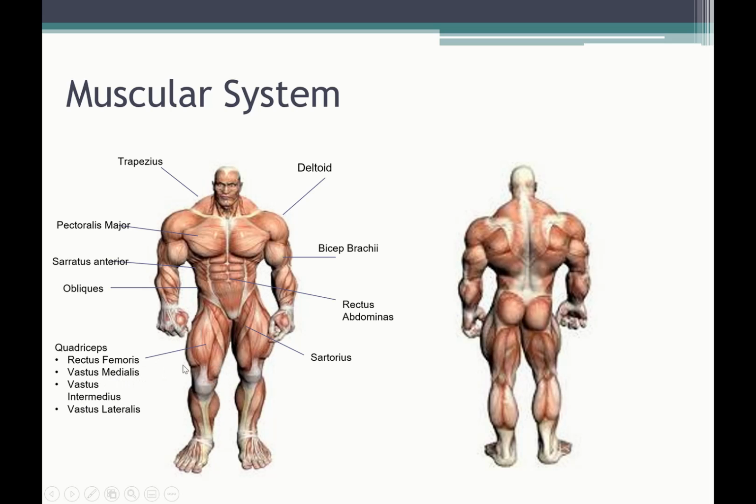The vastus intermedius we can't actually see in the picture here. We would have to remove the rectus femoris, which is the large quadricep muscle here, to actually see the vastus intermedius, which resides deeper than the rectus femoris. And the vastus lateralis, which we find on the outside of the quadricep. As I mentioned before, if we're towards the outside of the midline, then this is known as lateral. So this is a way in which you can remember or distinguish between the vastus medialis and the vastus lateralis.